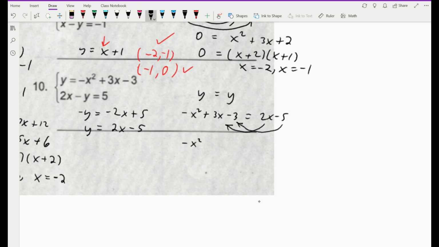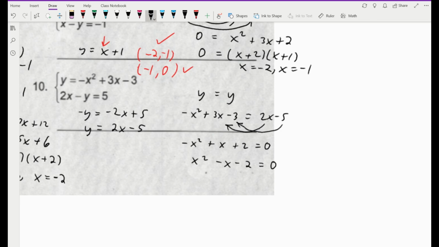We get minus x squared. Now 3x minus 2x is x. Minus 3 plus 5 is 2. Now we have a little problem here. I have a negative x squared because I brought everything to the left side. So I'll multiply everything by -1. I can now flip all the signs. X squared minus x minus 2 equal to 0.